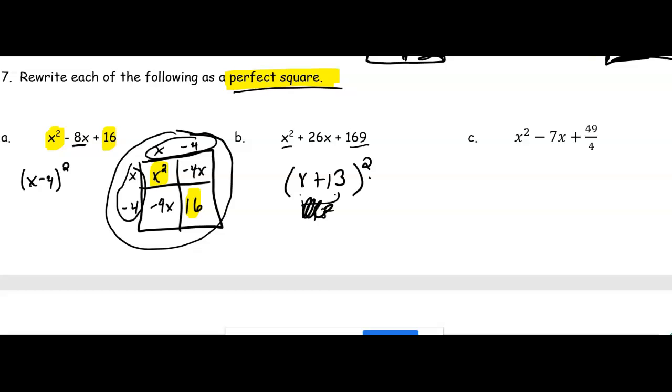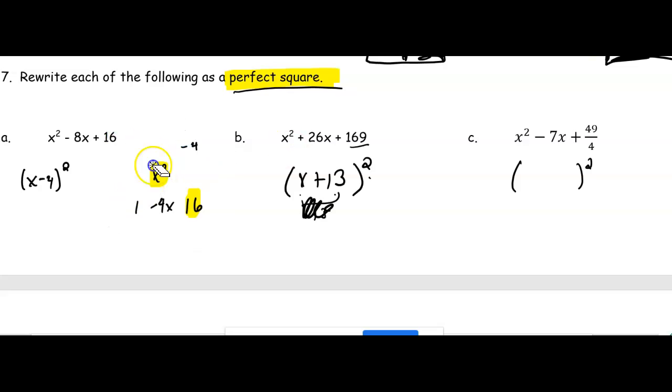All right, good. All right, last one of the kind of new thing. See what you think for this guy. Same thing we did in A and B. Don't freak out now because it's a fraction.